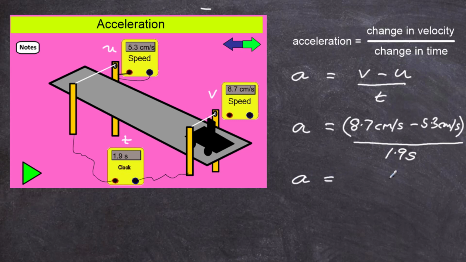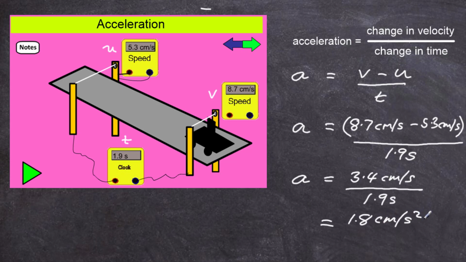Acceleration is going to equal 8.7 centimeters per second, take away 5.3 centimeters per second, which is going to give us 3.4 centimeters per second of a change in the velocity, divided by 1.9 seconds. Therefore when we do that calculation, we get the acceleration of that little trolley as 1.8, and we put down centimeters per second per second.